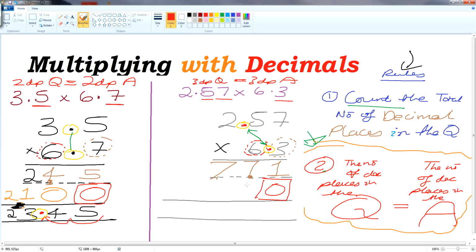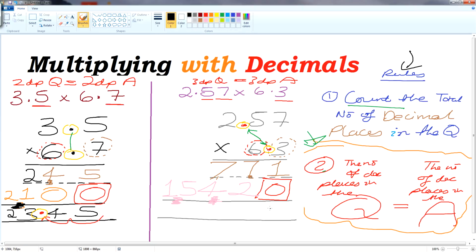So 7 times by 6 is 42. 5 times by 6 is 30, add 4 is 34. Okay. Then 2 times by 6 is 12, add 3 is 15. Now let's add them all up.